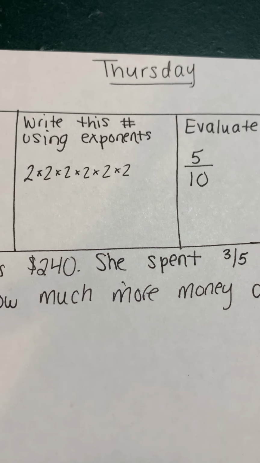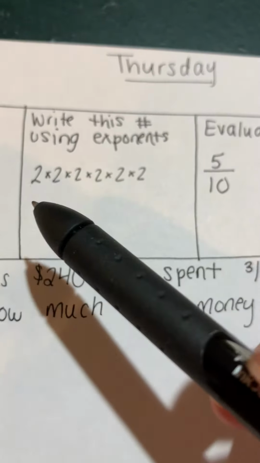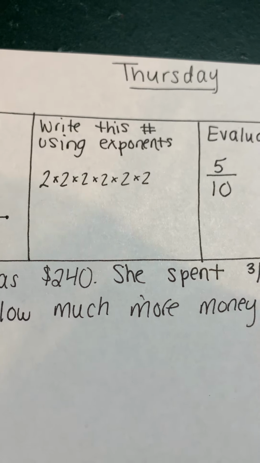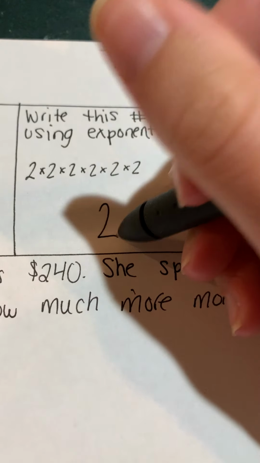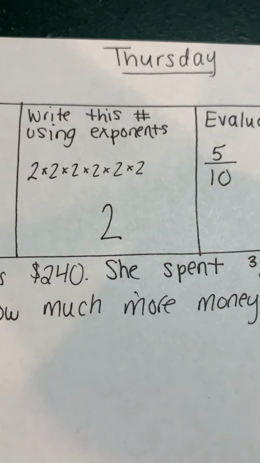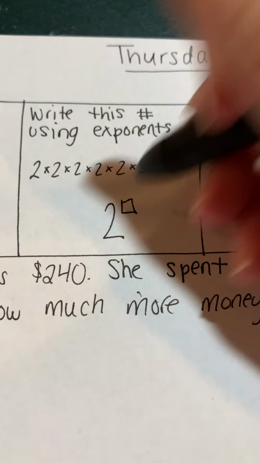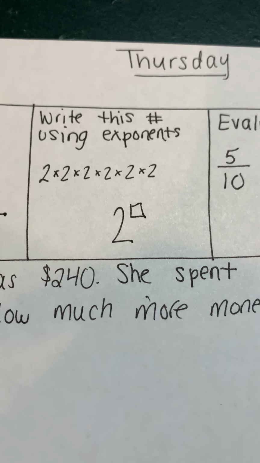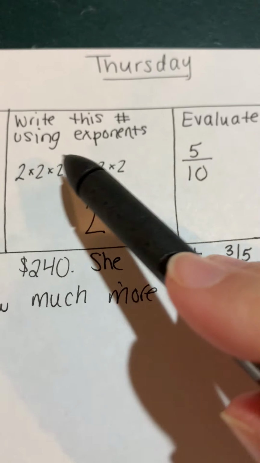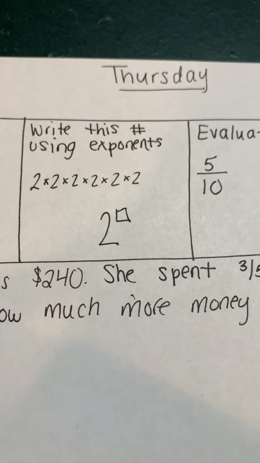Write this number using exponents. So we noticed we are seeing a lot of 2's. So 2 is our base. Next, we need to figure out what our exponent is. Our exponent is the amount of 2's that we have in here.